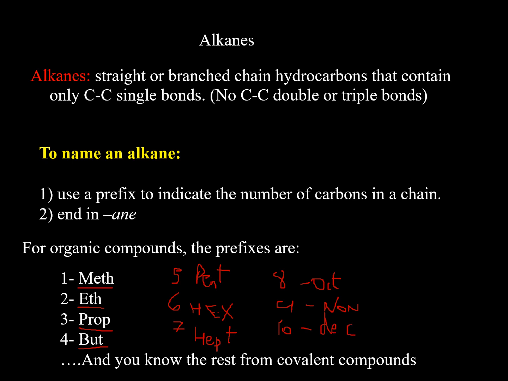So if we had something such as methane, methane would be one carbon, and they're all single bonds. These are H's. This is methane, and this is in the expanded form. In the condensed form, it would be CH4.